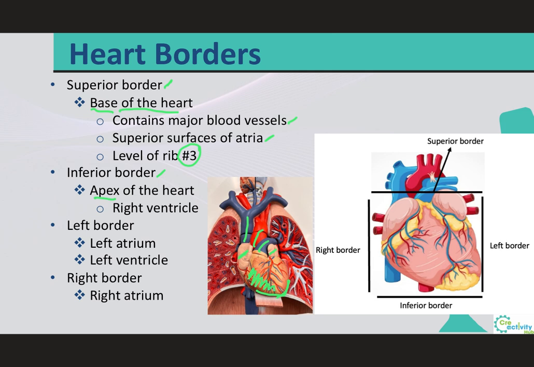Then the left border will be represented by the left atrium and the left ventricle. And we can only see a little bit of it because remember it twists from right to left. And then the right border will mainly be the right atrium, since again the right ventricle slid down to the inferior border.